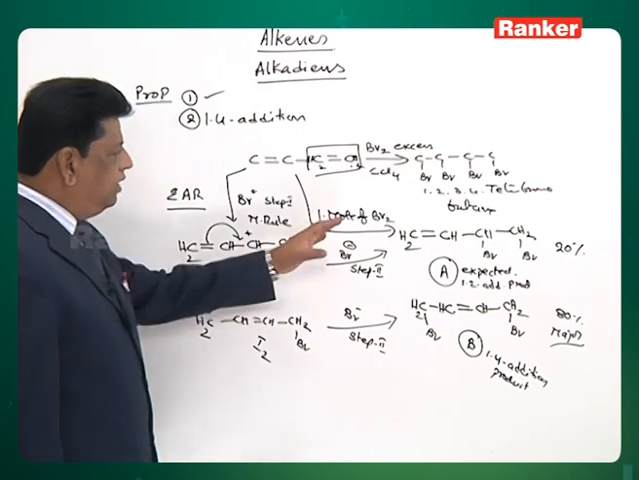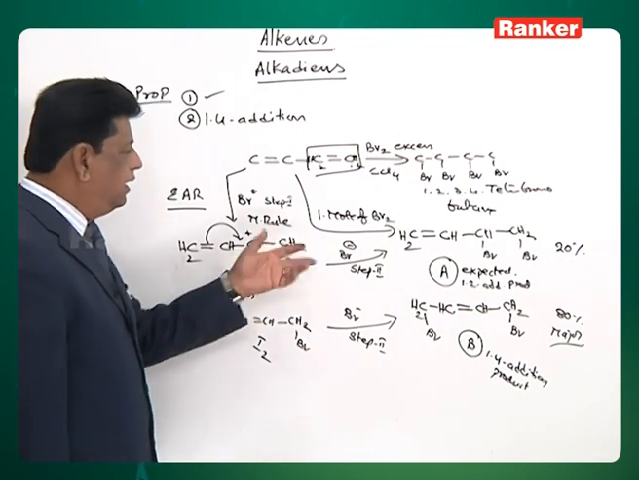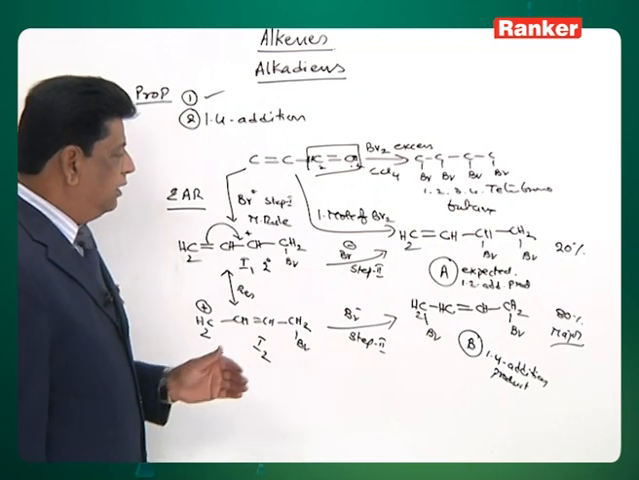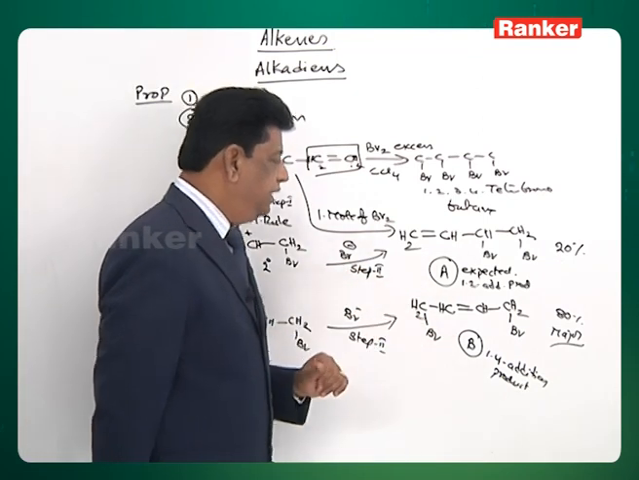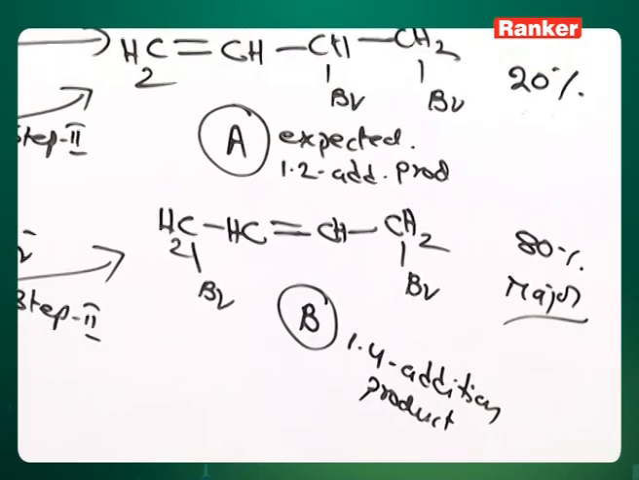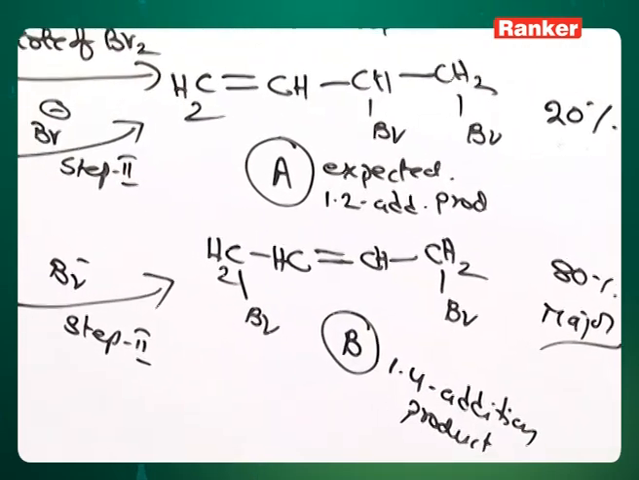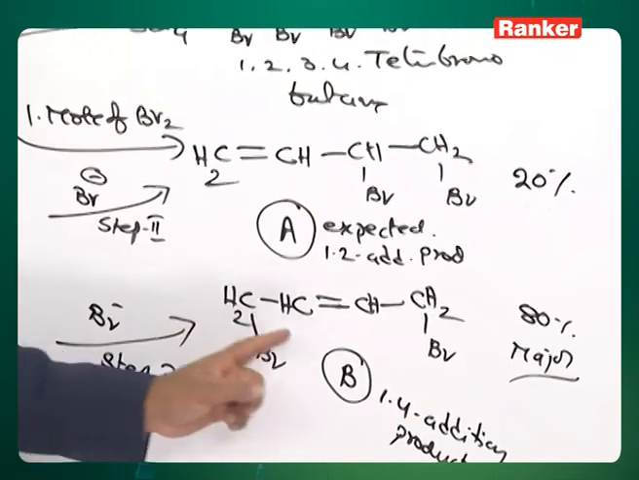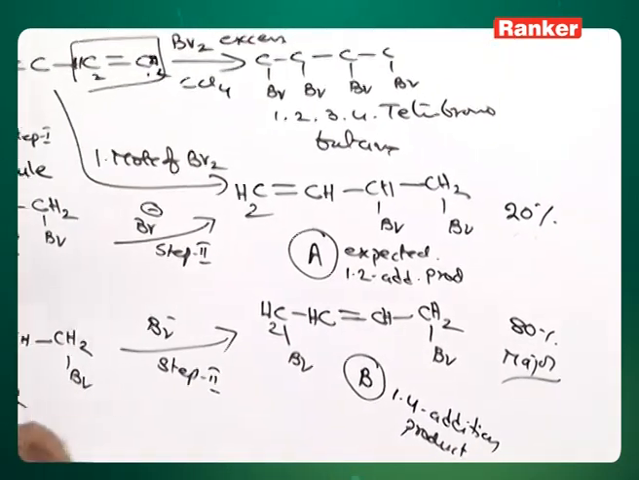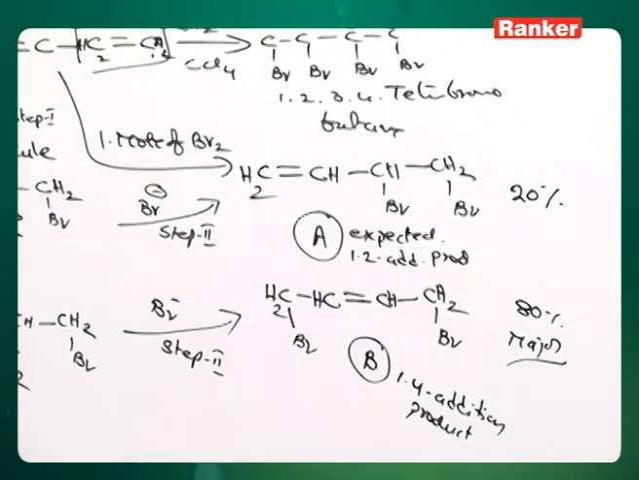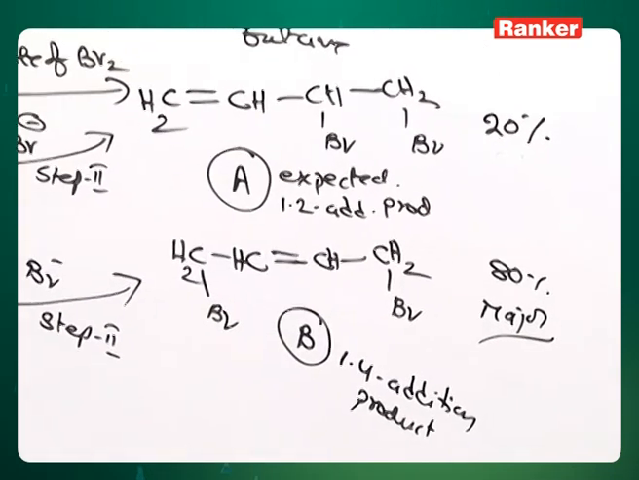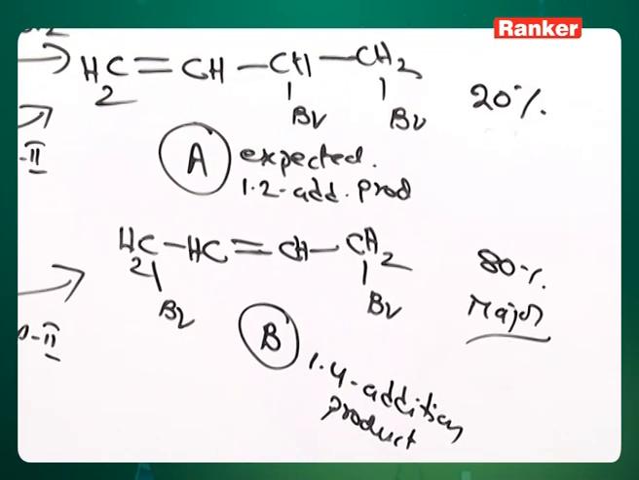I expected only the first one, where bromine is added and the reaction is over, but I got another product which is a major one. This is because intermediate 1 changed to intermediate 2 and then participated in step 2, and B is formed. Now, the question is why this should be the major, why not the first one? Then we observe the stability of the intermediates and the products here.